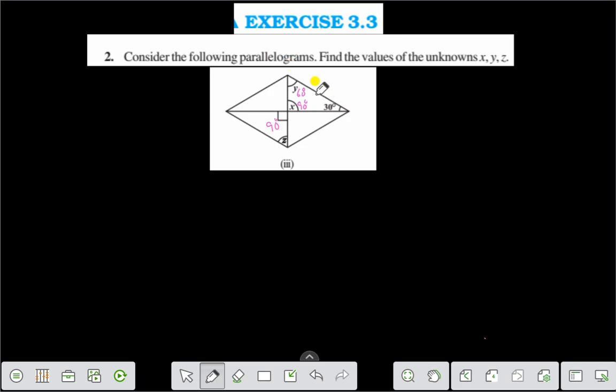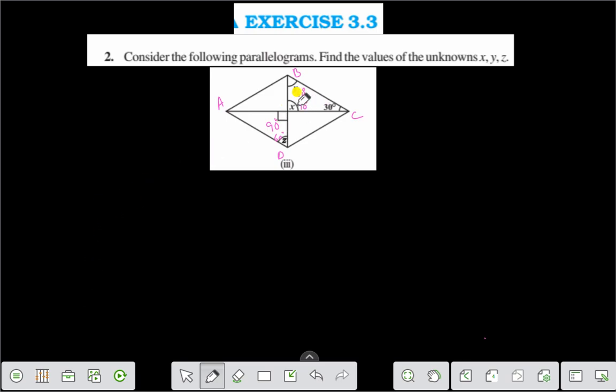Since this is a parallelogram, if we give the name here, A, B, C, D. Suppose these are two given lines BC and AD, and BD is the transversal. Since this line is parallel to this line, therefore angle y is equal to angle z. That means since this is 60 degree, the value of z will also be 60 degree, because these are alternate interior angles. Right? I will write in this way.